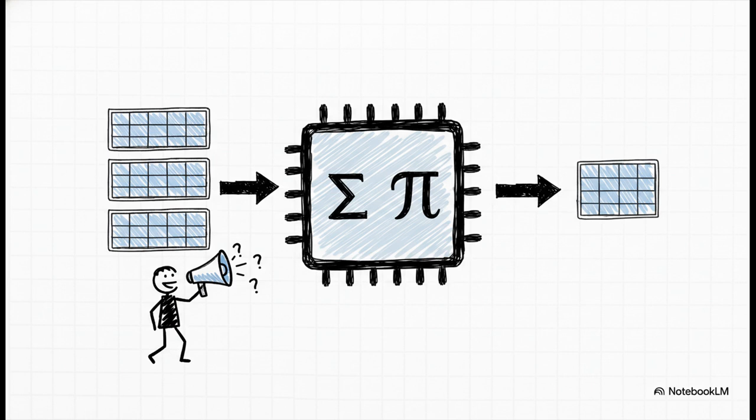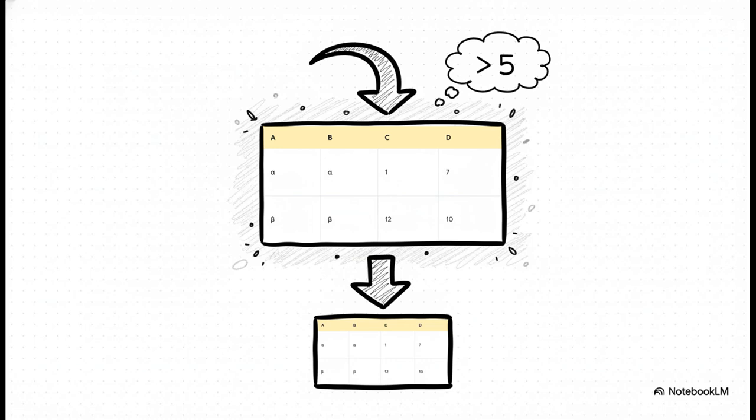Well, we use a query language, something like SQL, and the deep down logic behind it all is something called relational algebra. It sounds intimidating, but it's just a formal way of playing with tables. Relational algebra gives us some really powerful tools. First up is select. Think of this like a super strict filter for your rows.